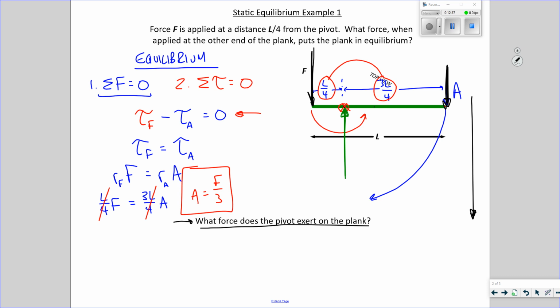And now we can write a straightforward net force statement where F plus A minus, let's call this the pivot force, minus P equals 0. Notice F plus A, because F and A both point that way. P points that way, so I'm subtracting. So that says that P is F plus A, or P is F plus F over 3.